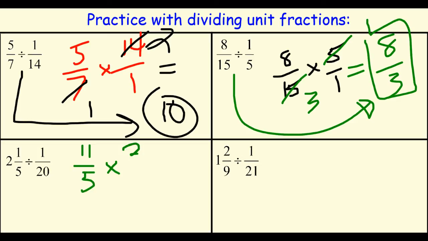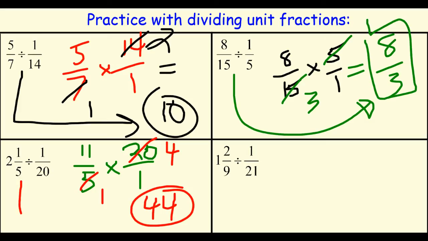Dividing by 1/20 is the same as multiplying by 20 because every one of those 2 and a fifth involves 20 20ths. And here we can simplify again. The 20 and the 5 can be simplified by 5. And that gets us to 44. It takes 44 20ths to make 2 and a fifth.